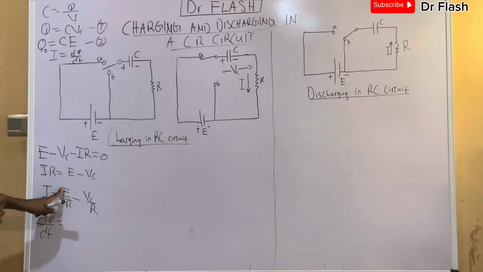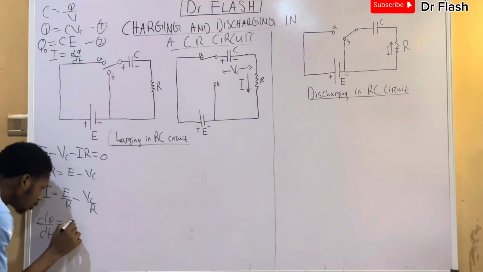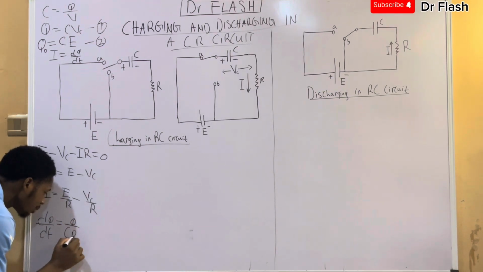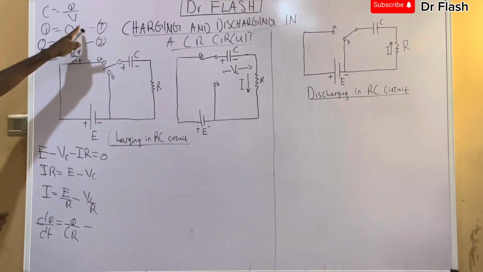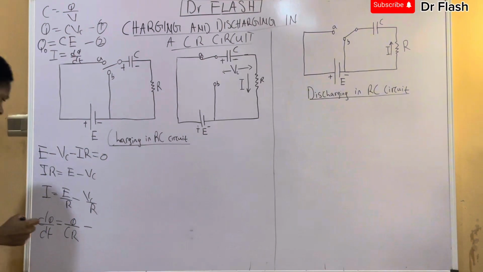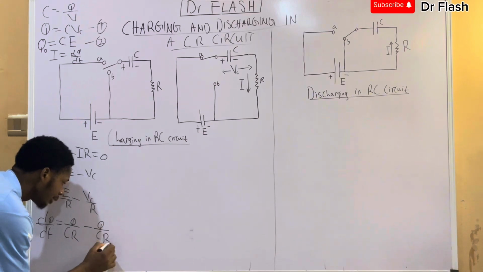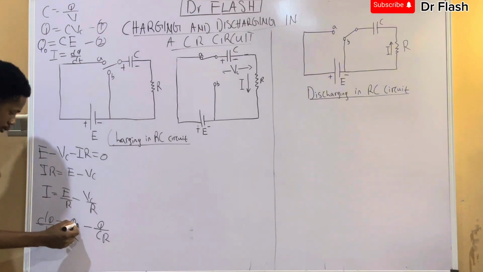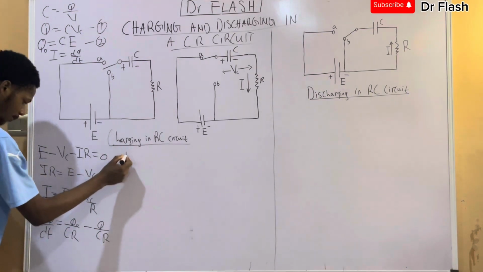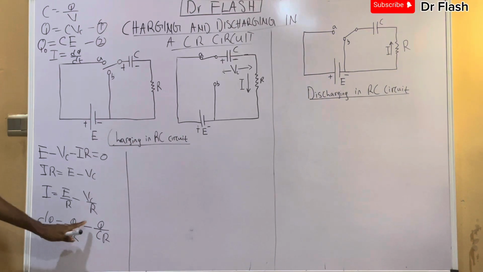now E from here is Q over C. So I'm going to have Q over C multiplying the R at the bottom, minus what is VC? VC from here is Q over C. Okay, so I'm going to have Q over C multiplying the R at the bottom. This E, it's Q naught, not CQ rather. So we're going to have Q naught. Please do not make the mistake. Now from there, we want to make Q naught minus Q the subject.